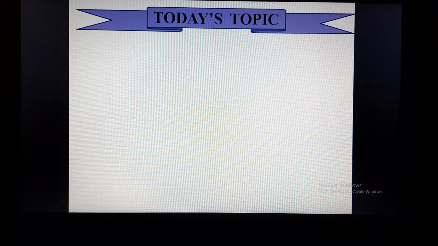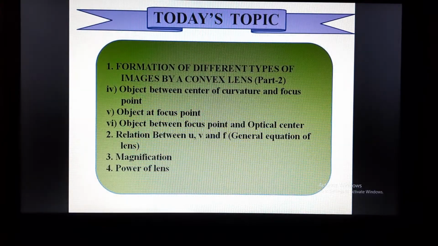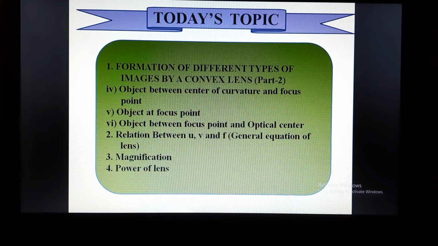Today's topics. Today we will discuss formation of different types of image by a convex lens, part 2. In our previous class we discussed this topic for the first three positions of the object, and in this lecture we will discuss another three positions of the object for formation of image by a convex lens.